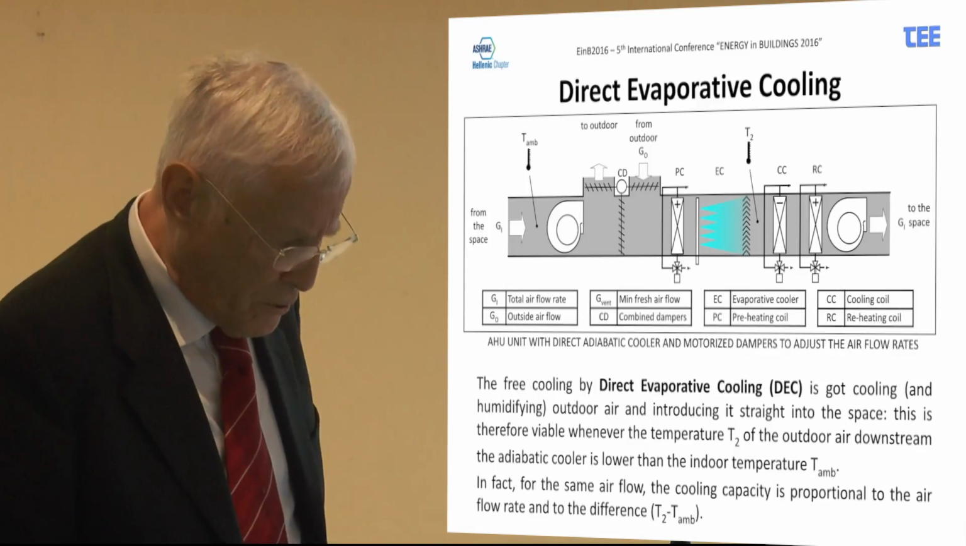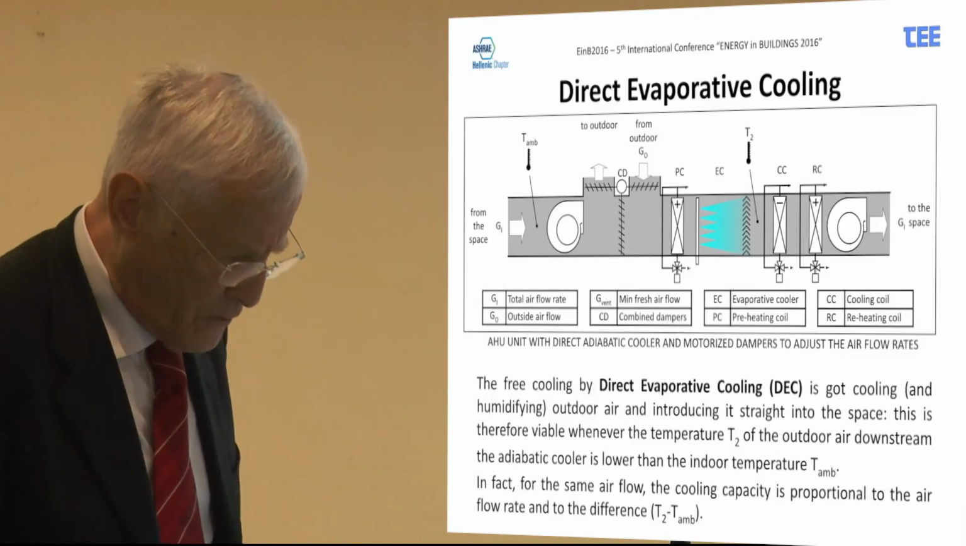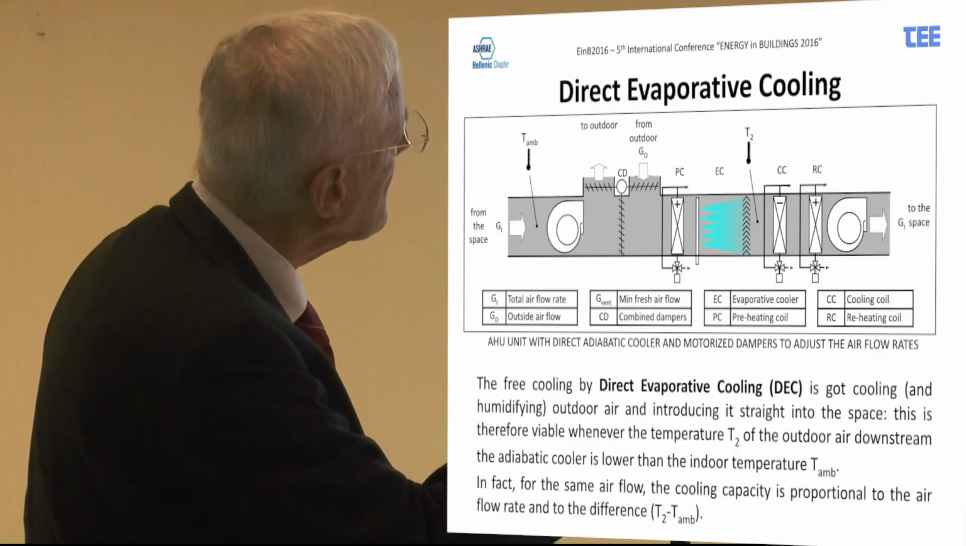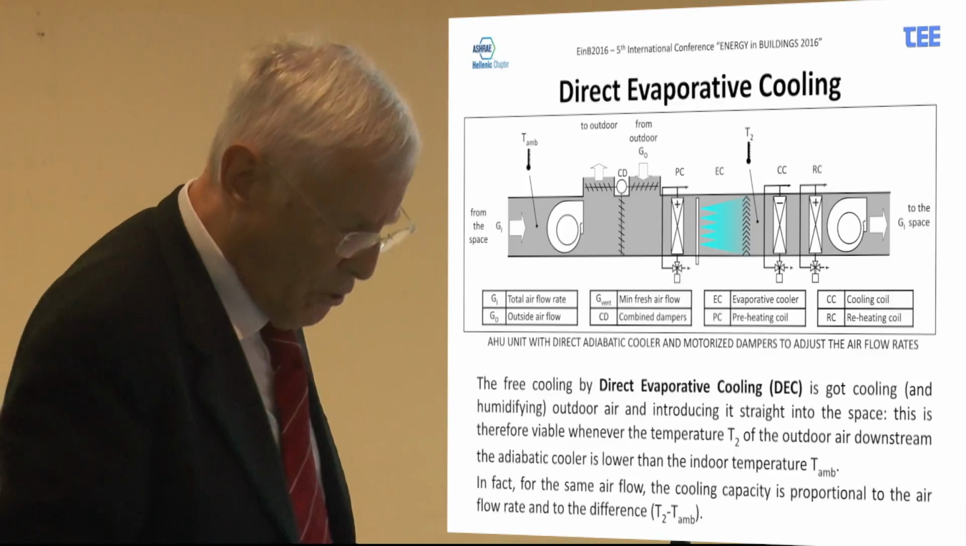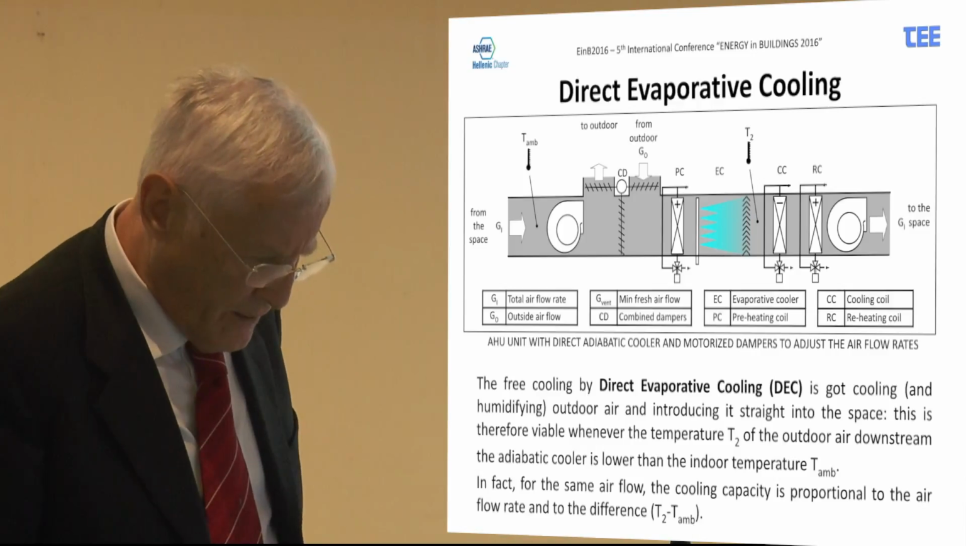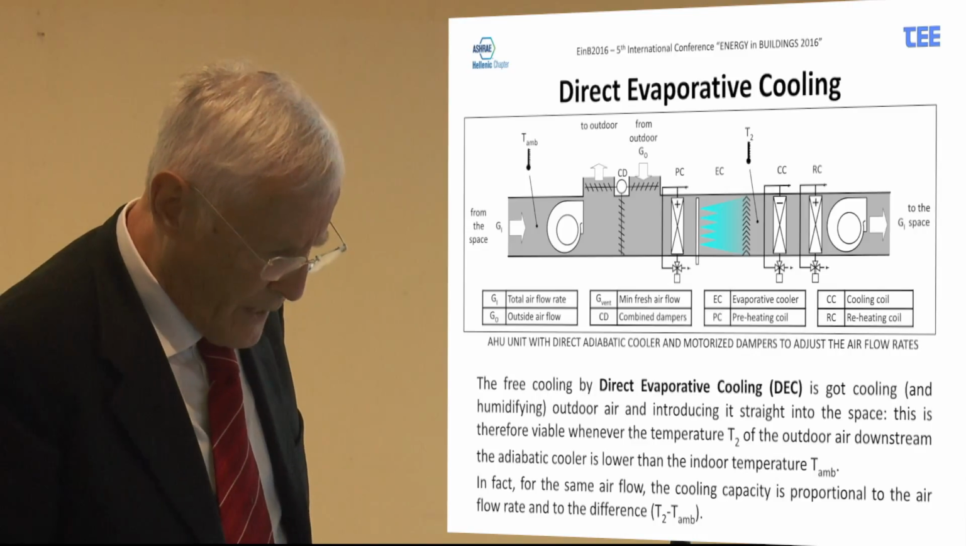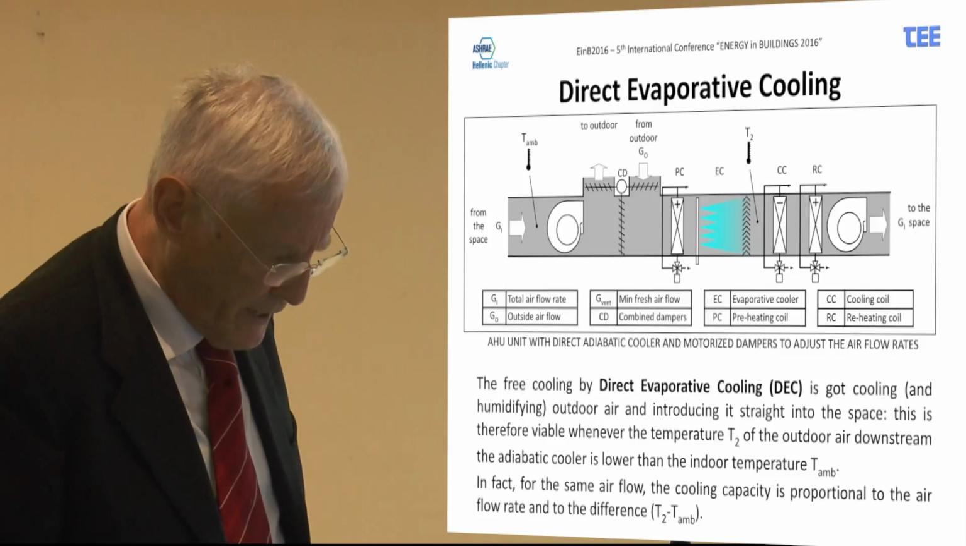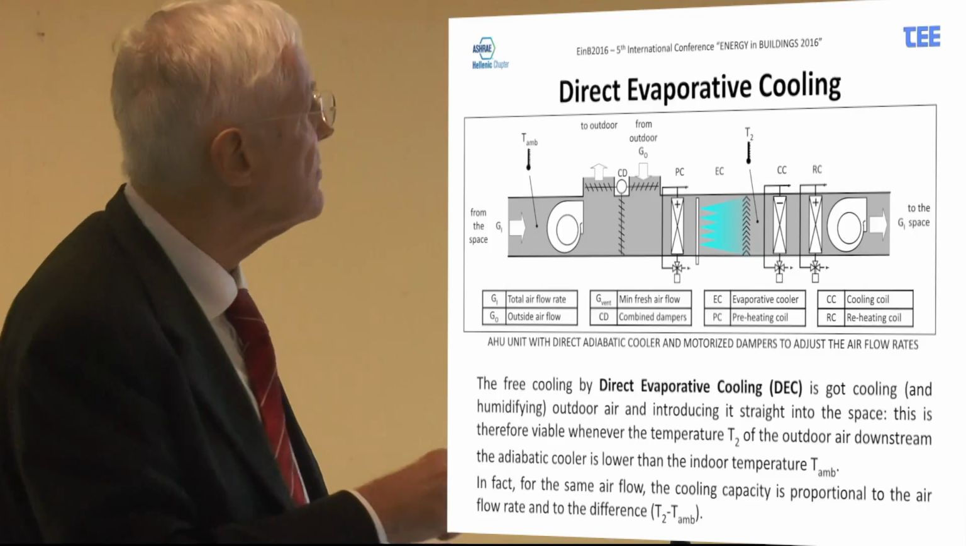Of course, this is possible whenever the temperature of the outdoor air downstream of the adiabatic cooler, so in this position, is lower than the indoor temperature. And in fact, for the same airflow, the cooling capacity is proportional to the airflow rate and to the difference between the two temperatures.